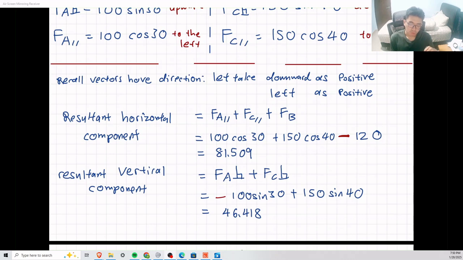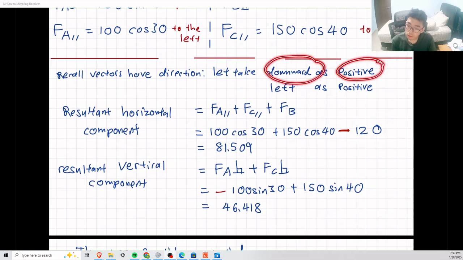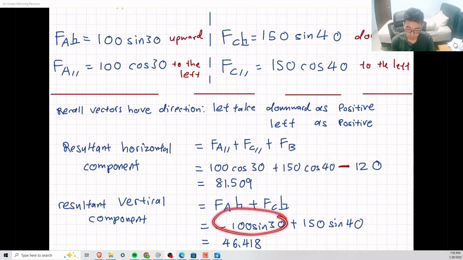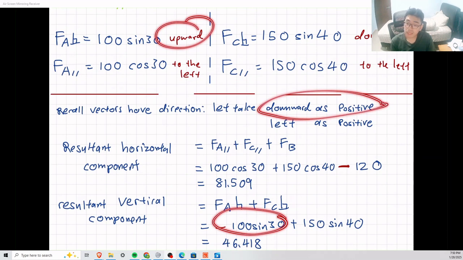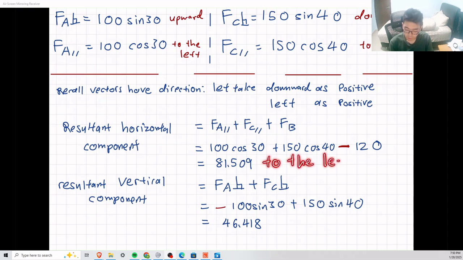Then I do the same thing for the resultant vertical component. Remember I said downwards as positive. My force A is upwards, you see here, so it has to be negative 100 sine 30, plus 150 sine 40, and I'm getting 46.418. So what is the direction of the resultant component? 81.50 N to the left, and then 46.418 downwards.